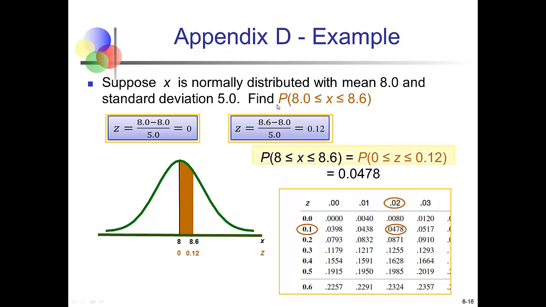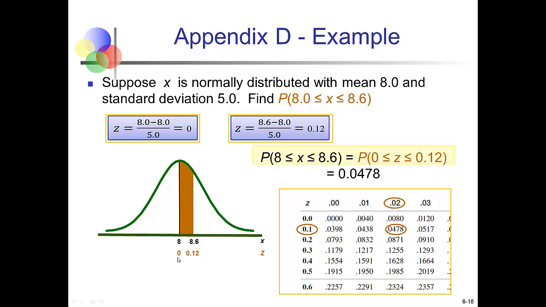Suppose that we want to find the probability of being between the mean of 8 and the value of 8.6. So we know that 8 is the mean, so we're looking between the mean and how many standard deviations above the mean. I know it's above the mean because it's 8.6. So 8.6 minus 8 divided by 5 gives us 0.12. So 8.6 is 0.12 standard deviations above the mean. So I've taken the x values and converted them into z values.